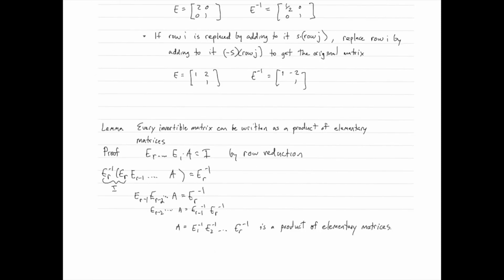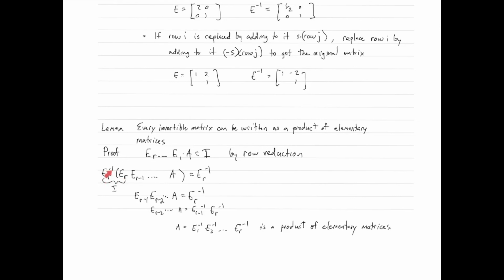The next lemma we'll need is that every invertible matrix can be written as a product of elementary matrices. And to prove this, we once again start with the equation here that we get by starting with our invertible matrix A and row reducing it. And when we get to reduced row echelon form, we'll end up with the identity matrix. Okay, so once we have this equation, we multiply both sides of it by the inverse of E_r. E_r is some elementary matrix. We multiply by its inverse.